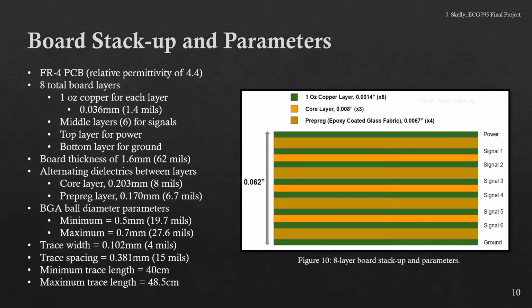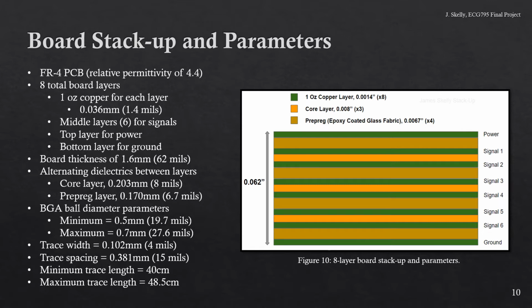Figure 10 shows an 8-layer board stack-up and the parameters associated with the stack-up. The PCB is made of FR4, which has a relative permittivity of 4.4. Of the 8 board layers, the 6 middle layers are signal layers. The board was designed in this manner so that the high-speed signals all travel through homogeneous media. The total board thickness is a standard of 1.6 millimeters.